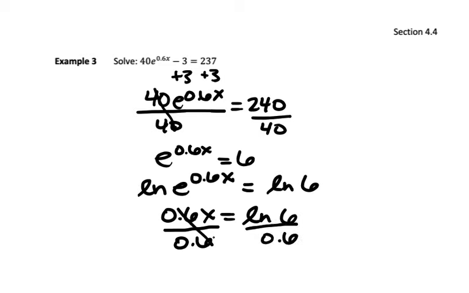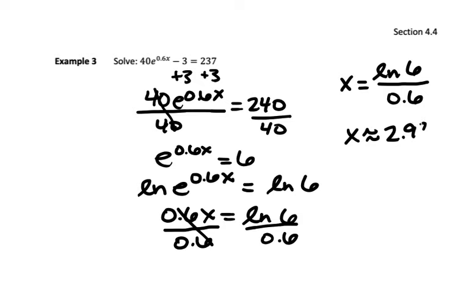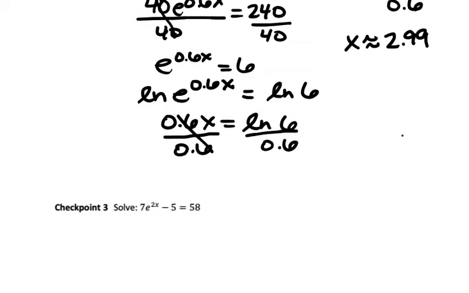Now notice I'm keeping this ln of 6 as it is right now. I'm not getting a decimal approximation for that, because the homework is going to want you to enter an exact answer. So they would want you to type in ln of 6 over 0.6 first. That's the exact answer. Then I would do this on my calculator to get the decimal approximation of 2.99. So you're going to need to enter both of these into the homework. So next you should look at checkpoint problem number 3. Do this in your notes, check your answer, and then move on to the homework.